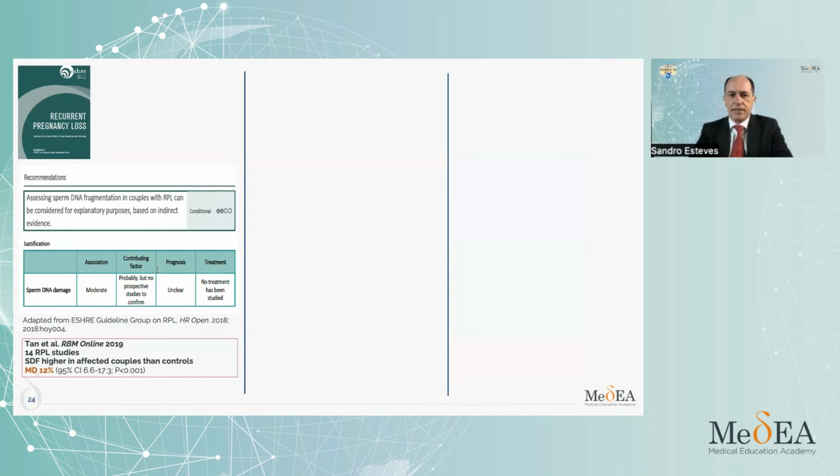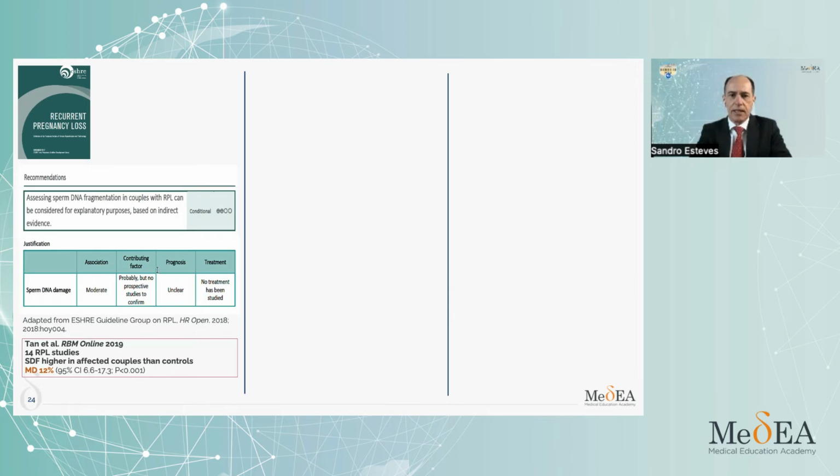Sperm DNA fragmentation tests have also been included in other relevant clinical guidelines. For instance, the 2017 ASRM recurrent pregnancy loss guidelines provide a conditional recommendation for sperm DNA fragmentation testing during the investigation, based on a moderate association between pathological sperm DNA fragmentation levels and recurrent pregnancy loss. Indeed, current evidence indicates that sperm DNA fragmentation levels are markedly higher in the partners of women suffering from recurrent pregnancy loss than in controls.